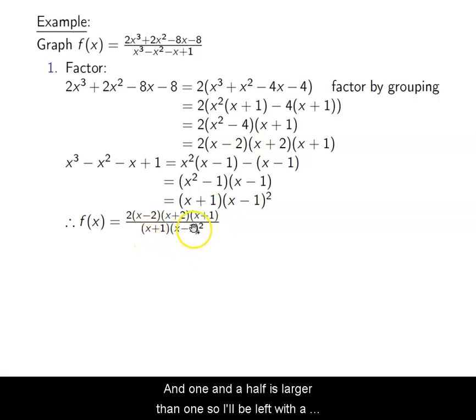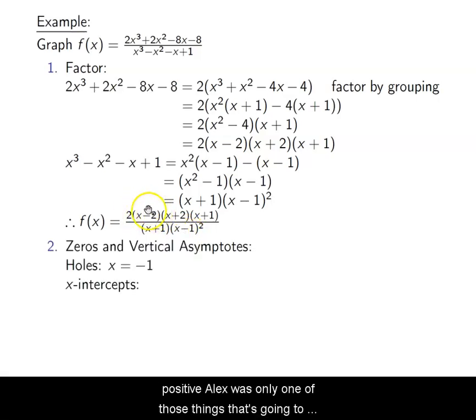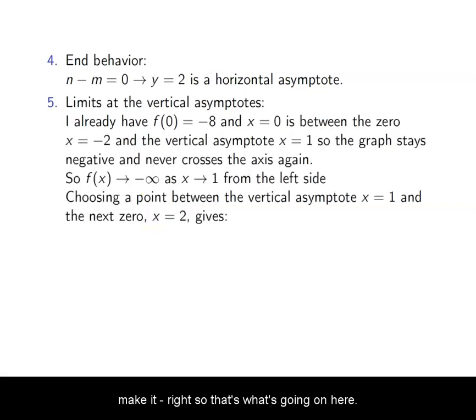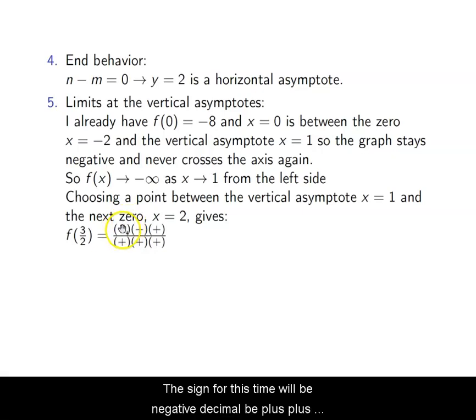And 1.5 is larger than 1, so I'll be left with a positive value. There's only one of those things that's going to make it negative, right? So that's what's going on here. When I plug in 3/2, the sign for this term will be negative. This one will be plus, plus, plus, plus, plus. So overall, I have a negative value over a positive value, right? So that means I will have a negative value.